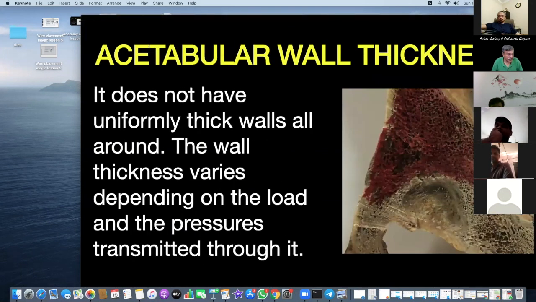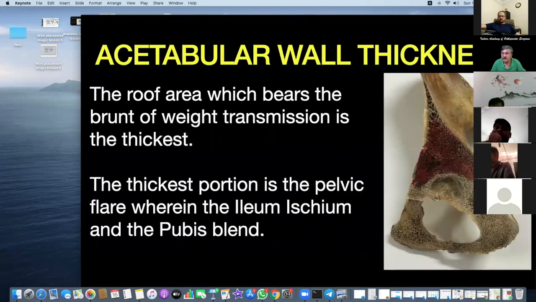Acetabular wall does not have uniform thickness. It is very, very clear. That's your acetabulum and that is the wall. I will show you this later. So now what happens is, the roof area, where the brunt of the weight transmission is, is thickest.